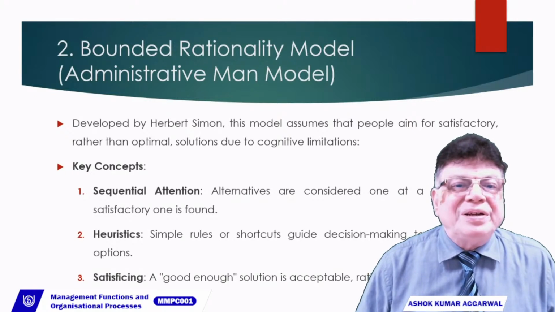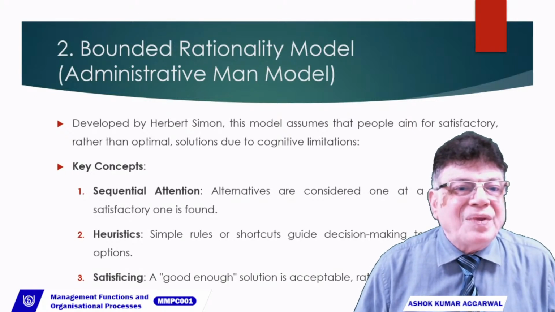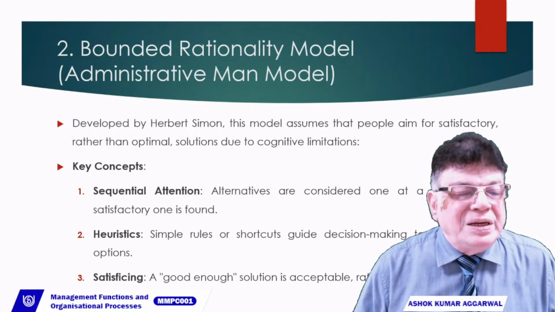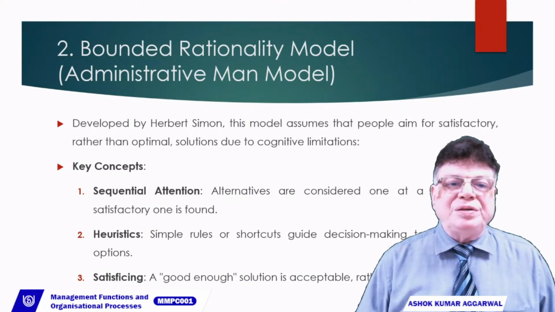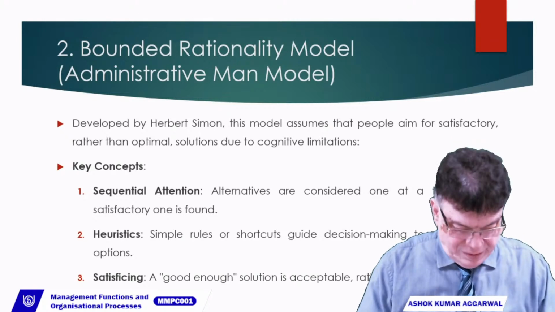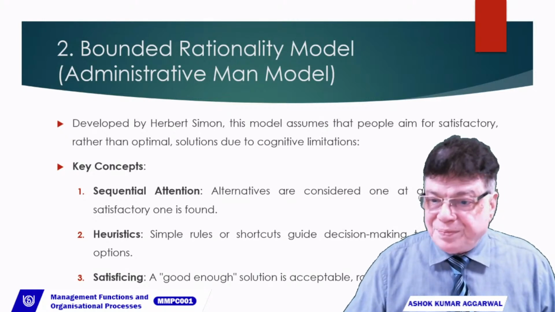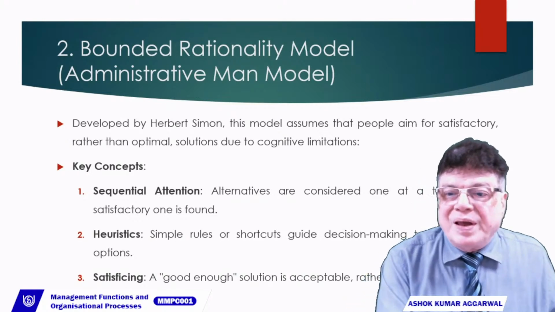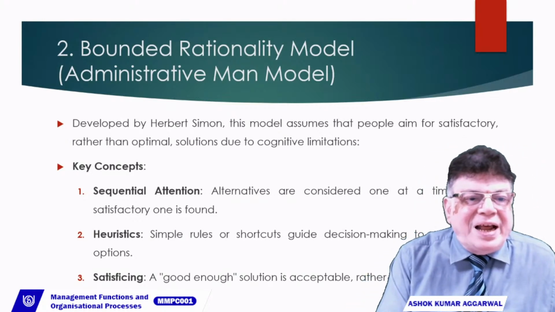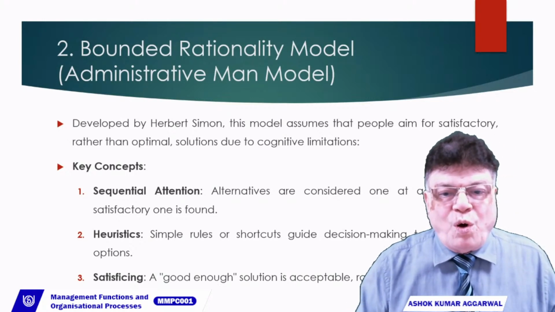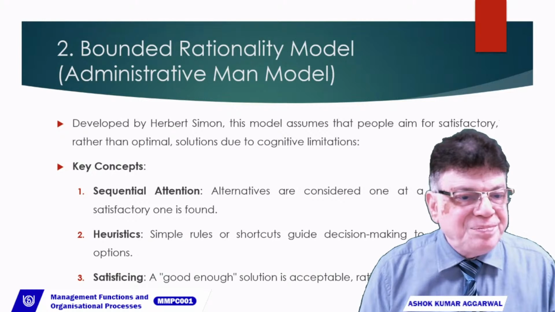Bounded rationality model, administrative man model. It is developed by Herbert Simon. This model assumes that people aim for satisfactory rather than optimal solutions due to cognitive limitations.